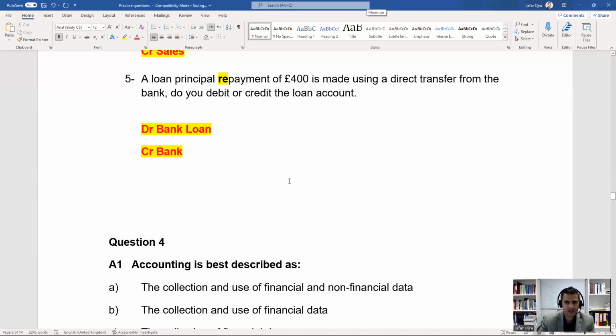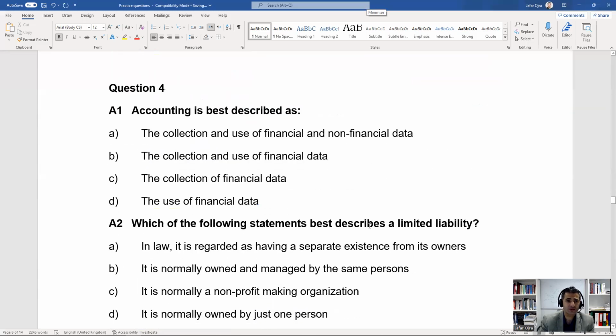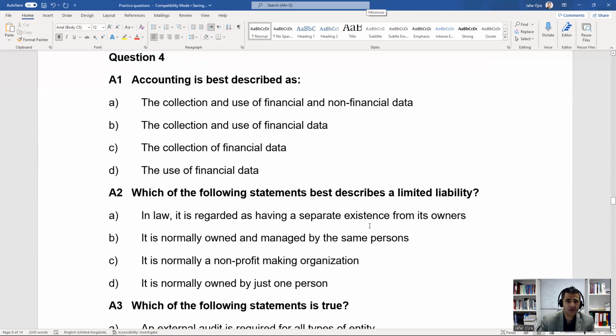But I hope you really got it right. So as I mentioned, guys, the key for debit and credit is to practice. As much as you practice, as much as you are confident with debit and credit.